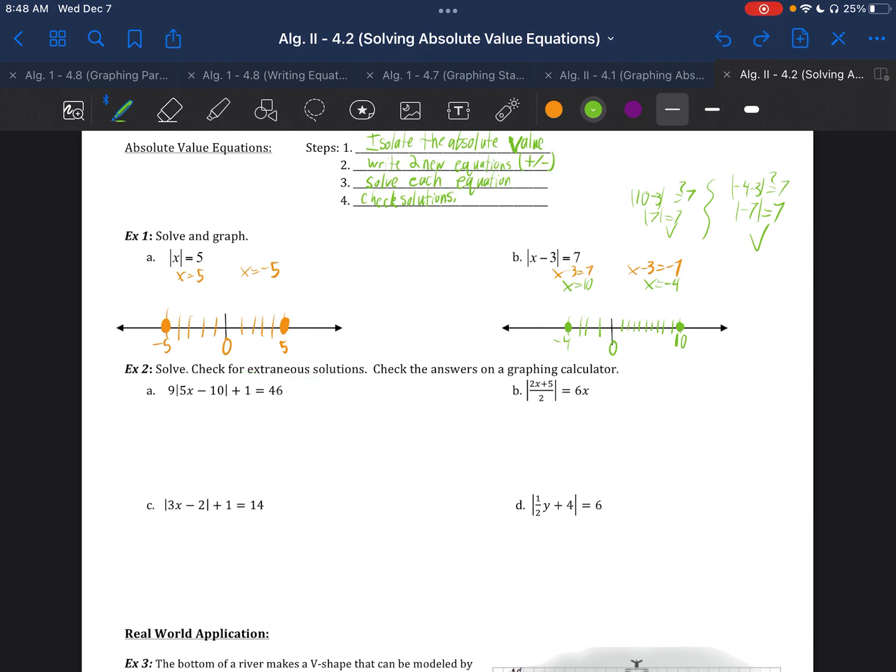All right, and here's that word extraneous I was talking about, where it means it's an extra solution. It says check your answers on a graphing calculator. We haven't learned to do that. We can just plug it back in. We know how to do that.